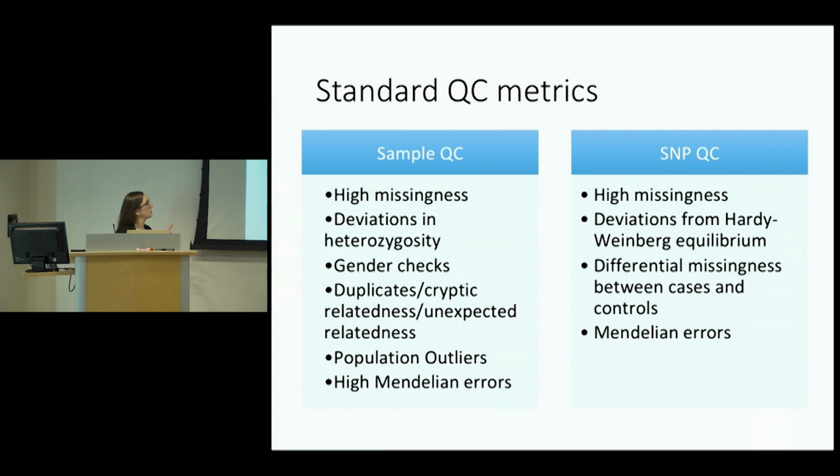Usually QC is actually performed on samples first and then markers, because you have many more markers contributing to those sample level statistics than the opposite way. So that's typically the order that the QC is done. Sometimes it's gone back and forth between the two as a second round.